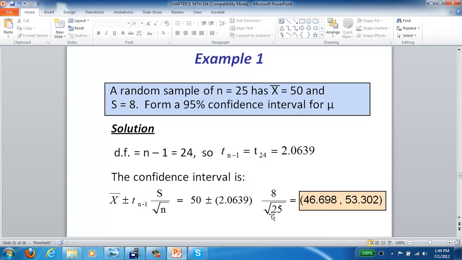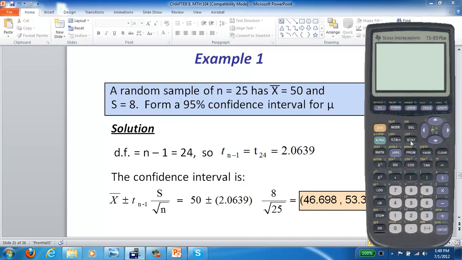Let's use the graphing calculator for the same problem. So this is the graphing calculator. We go to Stat, we go to Tests, and we go now to number 8. Before we went to number 7, now we go to number 8, T interval. Click Enter. Highlight Stats, X bar. The X bar for this problem is 50. Then we go down to the standard deviation of the sample, which is 8, and then the N is 25.